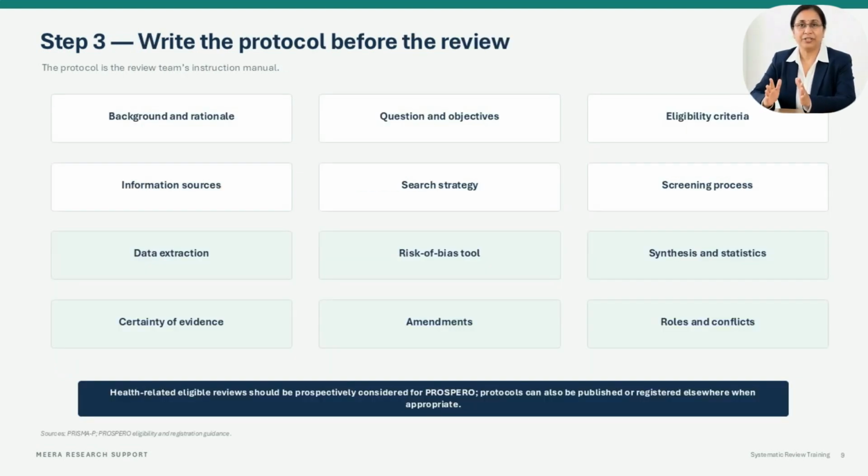The protocol should be written before screening and before the results are known. It explains exactly what the team intends to do. It includes the question, objectives, eligibility criteria, information sources, full search strategy, screening process, extraction fields, risk of bias method, synthesis plan, handling of heterogeneity, certainty assessment, and reviewer roles.